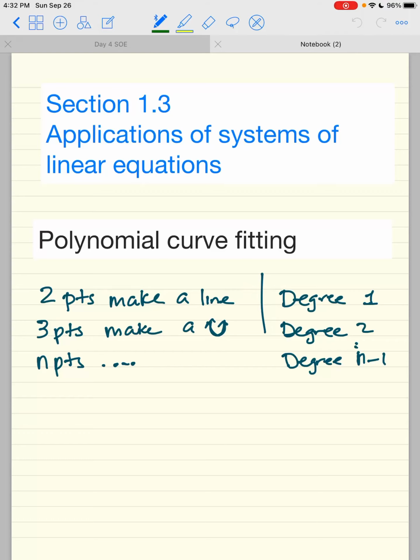Hey guys, welcome back to linear algebra. We're still in chapter 1 and this is section 1.3. It's the last section of the chapter. So we're going to do some applications of systems of linear equations.